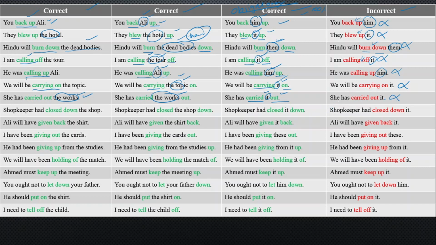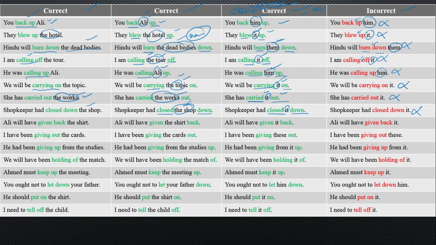After that, we have got the next example. Shopkeeper had closed down the shop. Shopkeeper had closed the shop down. So see over there, this object is a noun, it can be separated or not, both of them are right. But instead of shop we use it like a pronoun, so closed and down must be separated. Shopkeeper had closed it down. But if you say shopkeeper had closed down it, this sentence is to be considered wrong. Why? Because your phrasal verb must be separated by an object when it is a pronoun.